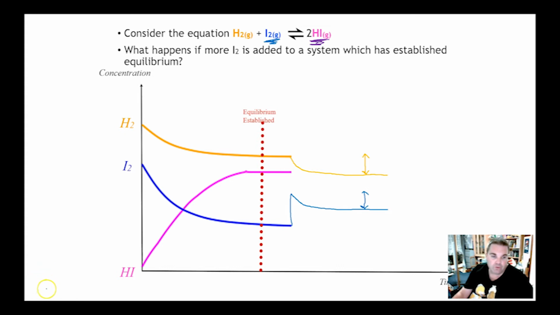Hopefully, therefore, what you'll be able to then work out is that the hydrogen iodide here, the purple one, is going to increase by double that amount, because the ratio is 1 to 1 to 2. So this is actually going to increase as we use up our hydrogen and iodine, and it's going to go up by 2x values.